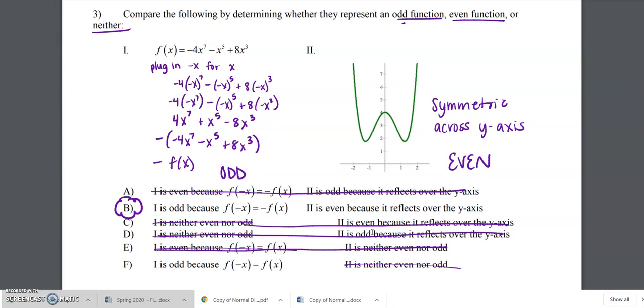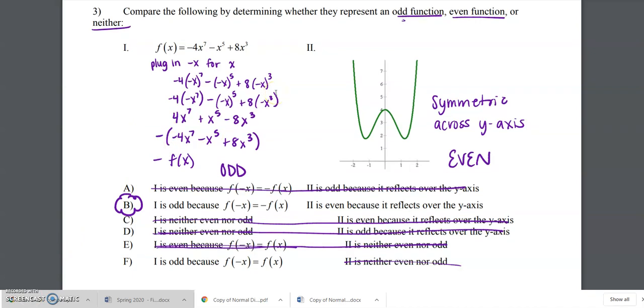Number 3, compare the following by determining whether they represent an odd function, an even function, or neither. So if you took the time to go over the videos, they very clearly pointed out what the criteria were for odd functions or even functions.